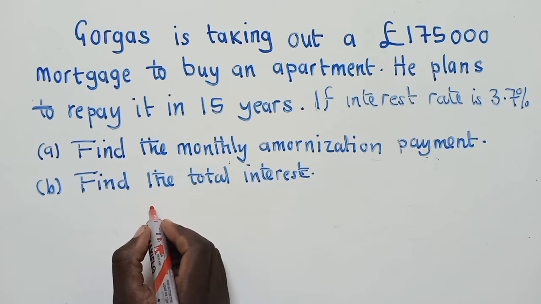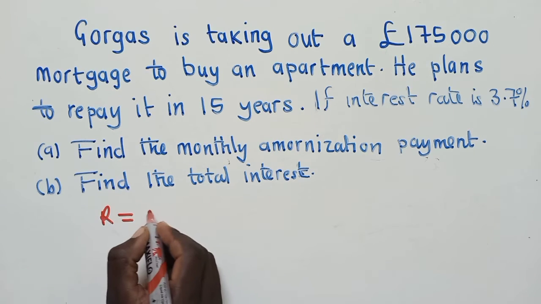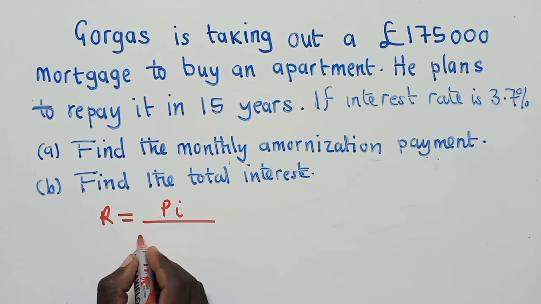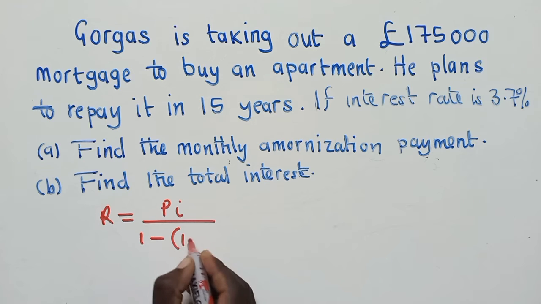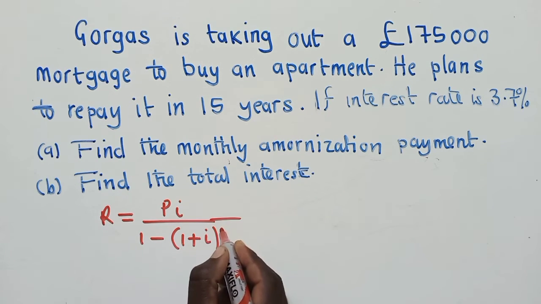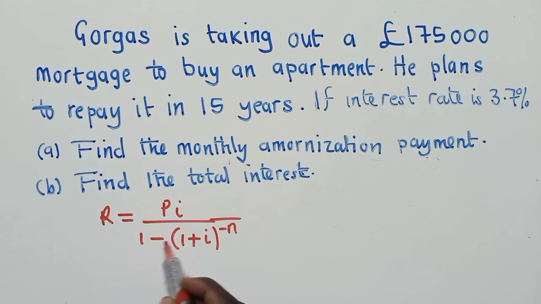It's very important that you understand the formula. So the formula looks like this. This is the formula that we use to find the monthly payment. It is very simple to know: R is equal to Pi over 1 minus (1 plus i) to the power negative n. For it to work, we need to identify all these things.